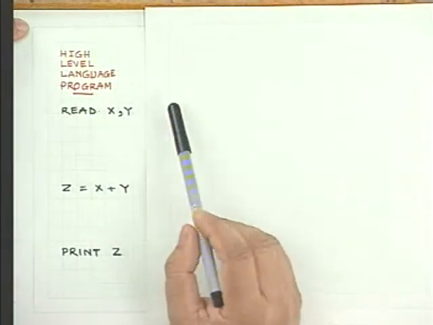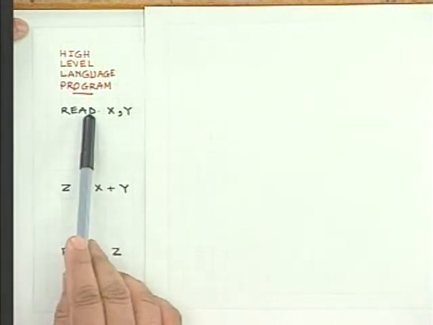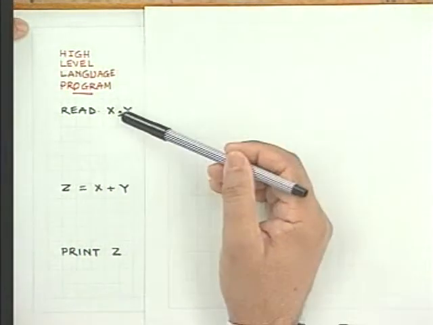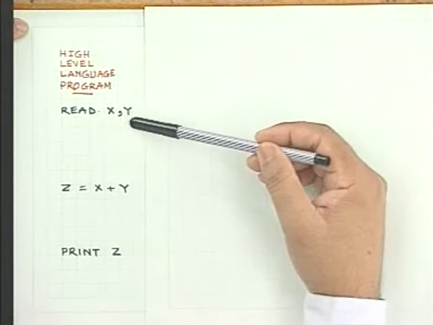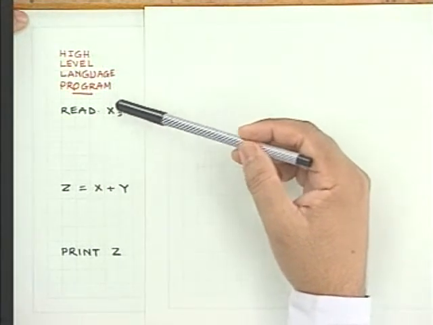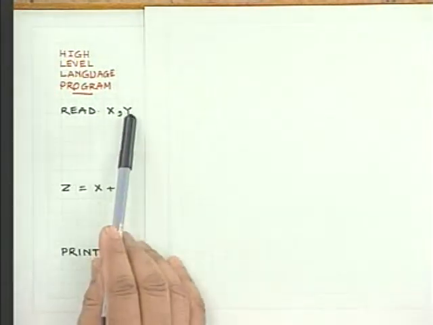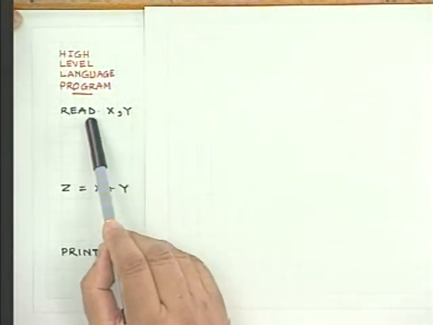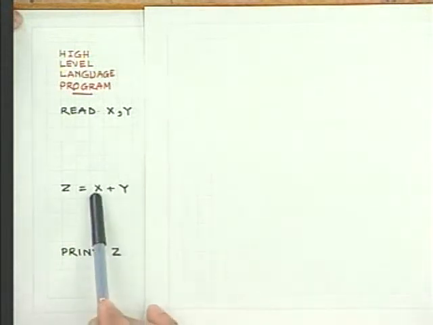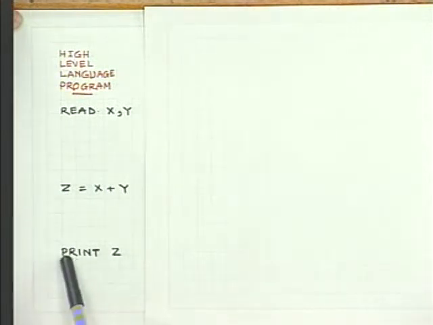For example, in the case of C language, this statement, instead of read x y, possibly will be scanf x y. Similarly, in the case of Fortran, this will be read, and so on. This is an example of a high-level language program. Let us see what it is doing. Here, it is reading 2 variables, read x and y, and adding these 2 variables, x plus y, and assigning it to z, and printing this variable, that means z.